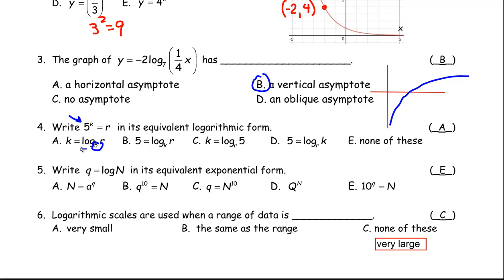So it goes 5 raised to the power of k is equal to r, which is exactly what this says: 5 to the power of k equals r. So that's how I always convert from log back to exponential form. For example, this one in B here, the base is k, so that would actually be k raised to the power of 5 equals r. That one's got the 5 and the k switched, so that's why B is not correct. So A is the correct one for number 4.